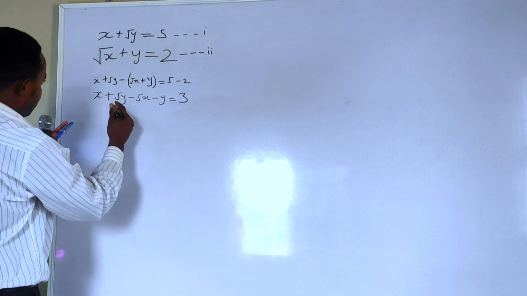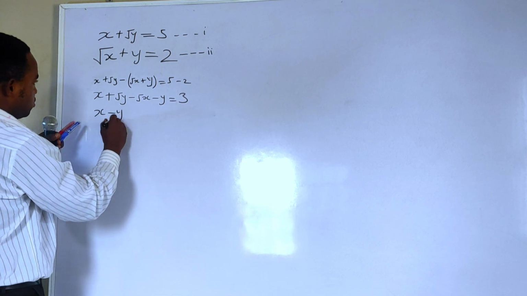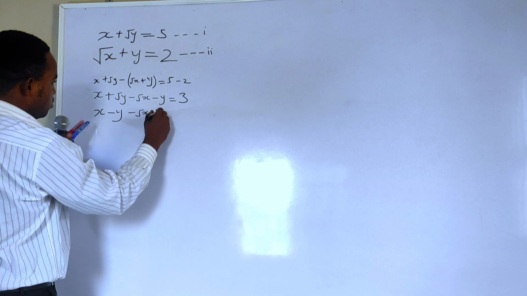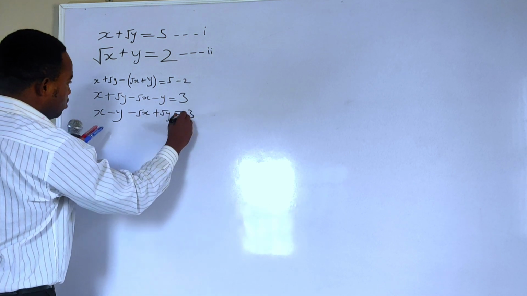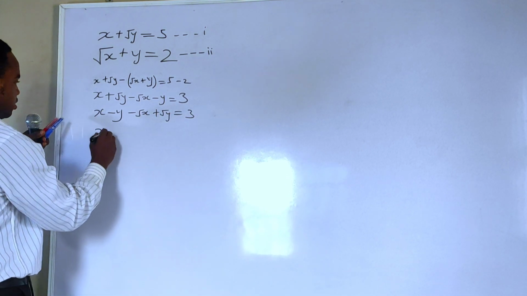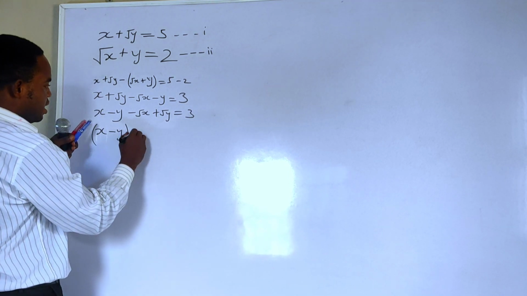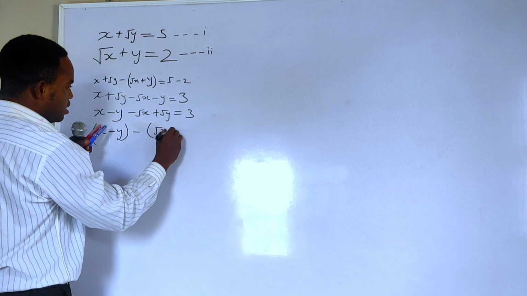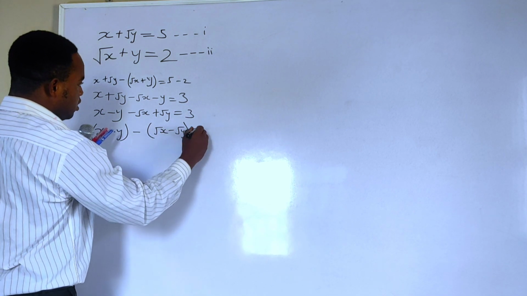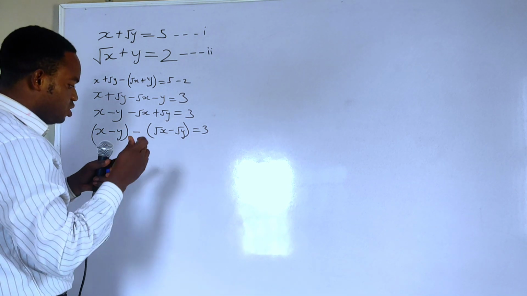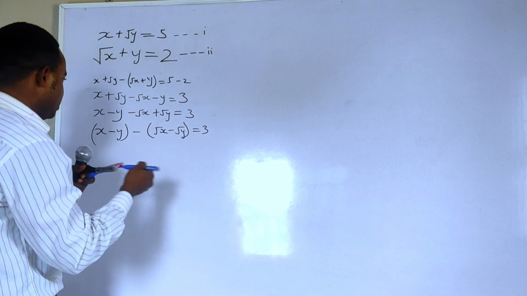If I rearrange this, I have x minus y, minus square root of x plus square root of y, is equal to 3. Better still, this is the same thing as x minus y, minus the square root of x minus square root of y, is equal to 3. This and this are very much alike, and you're going to see the reason why I am doing this.